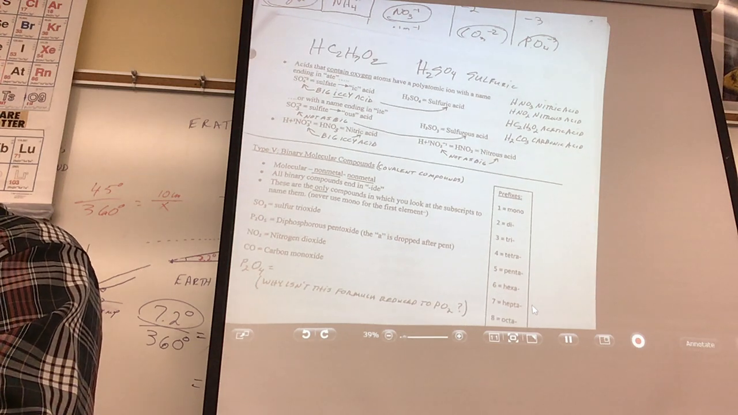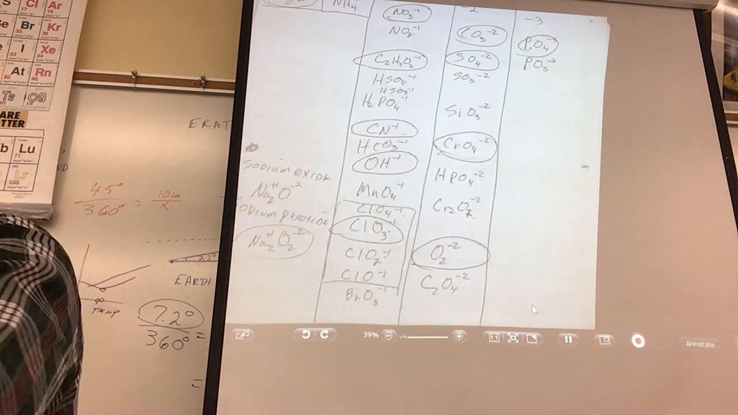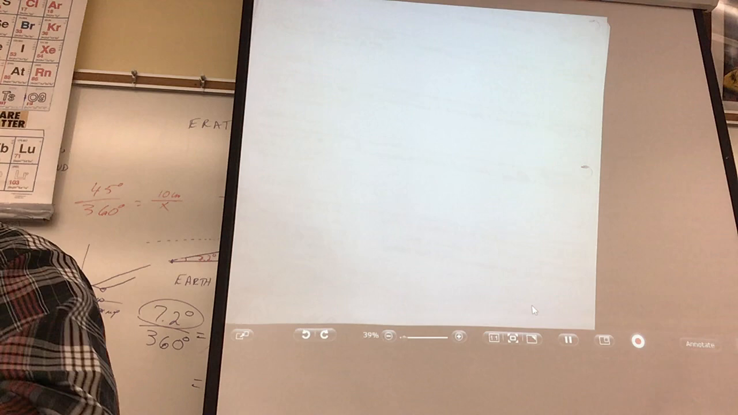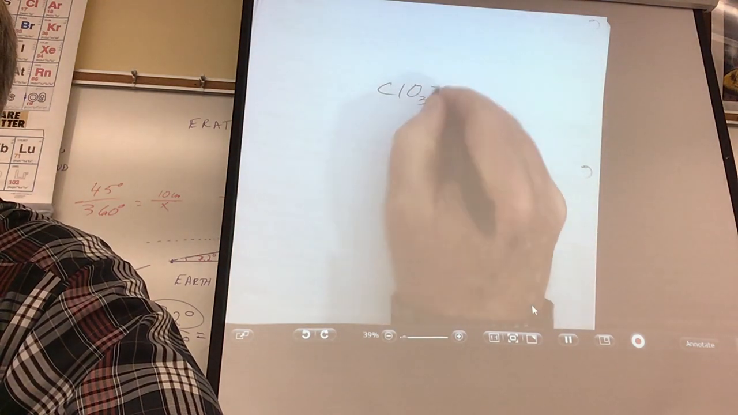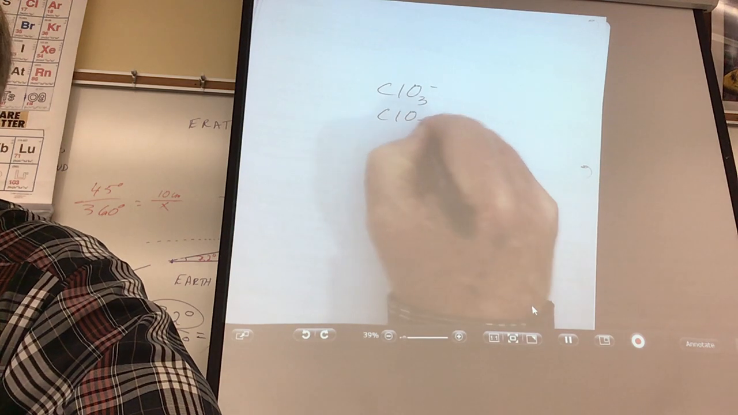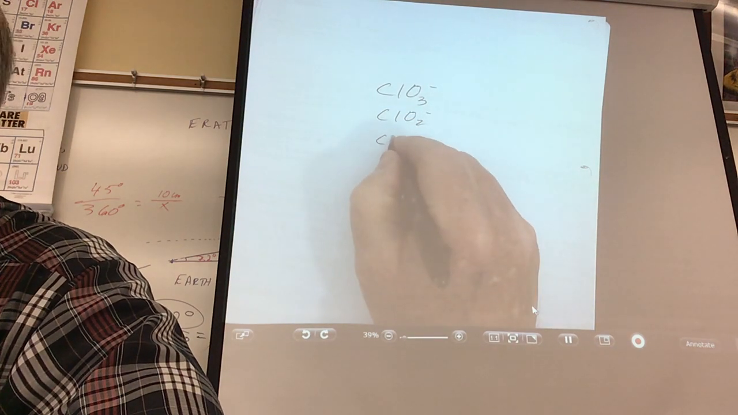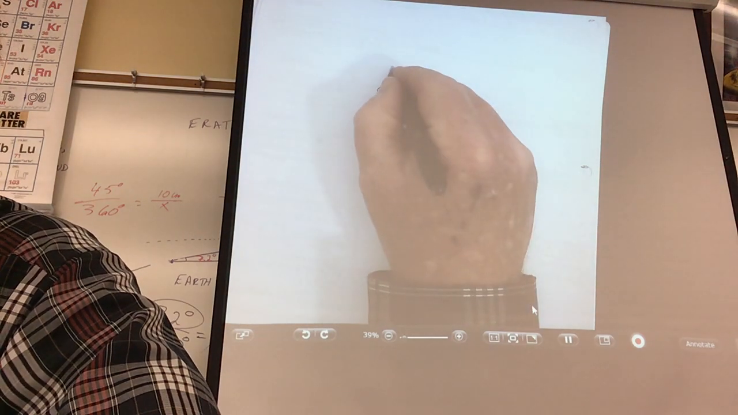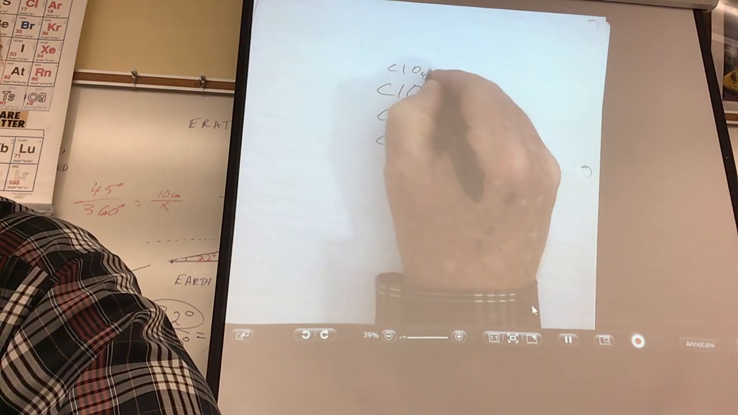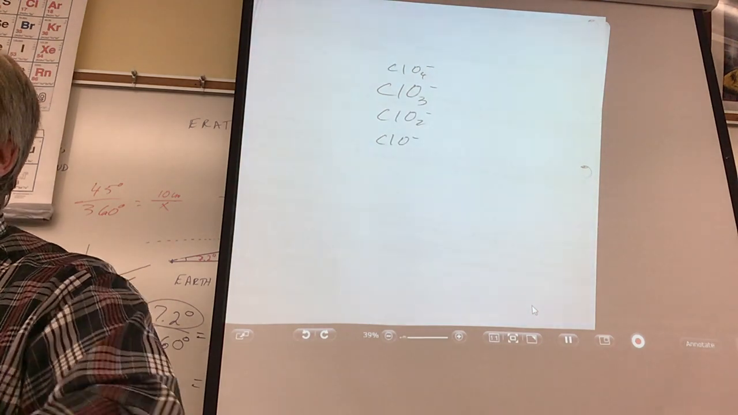So write out the whole chlorate series. Here, I'll do it on a piece of paper. Chlorate, chlorite, hypochlorite, and then perchlorate. There we go. Now, turn them all into acids.